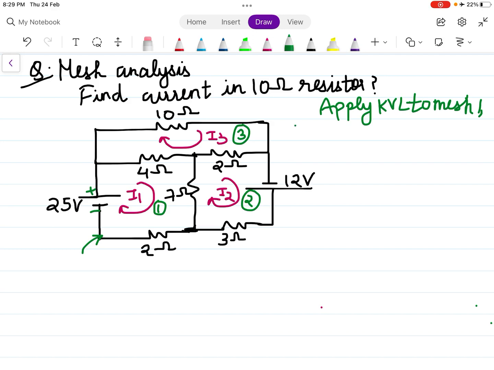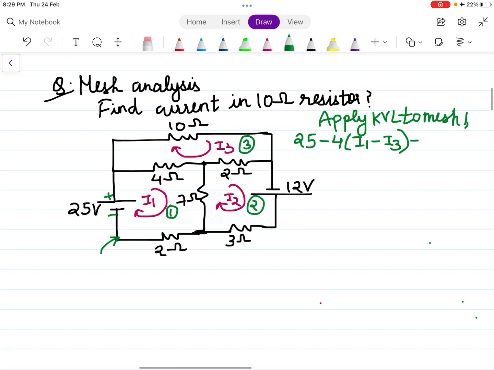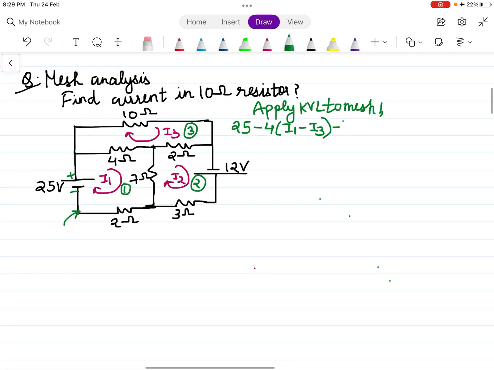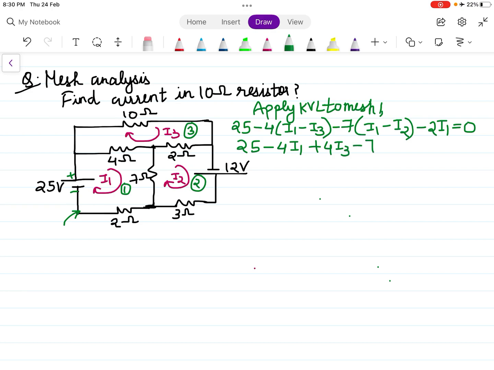Starting from this point, negative to positive, plus 25, minus 4 (I1 minus I3), minus 7 (I1 minus I2) and minus 2 I1 equal to 0. 25 minus 4 I1 plus 4 I3 minus 7 I1 plus 7 I2 minus 2 I1 equal to 0.